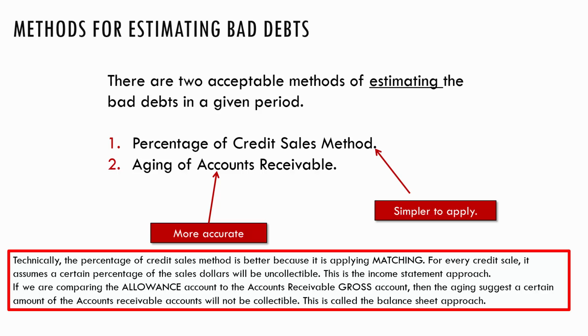So there's two major acceptable methods of coming about this number. The first method is percent of credit sales. This is an easy method to apply. So every month we go in and we say, we have so much in credit sales, and what percentage of our credit sales do we typically not collect? It could be 3%, it could be 5%. Those are typical numbers for retailers.